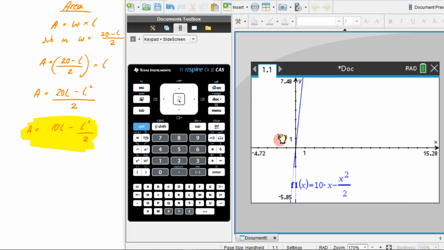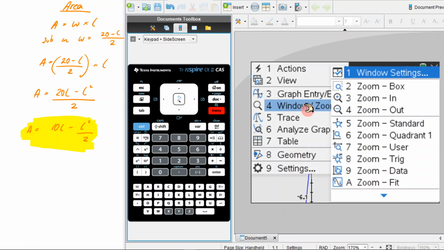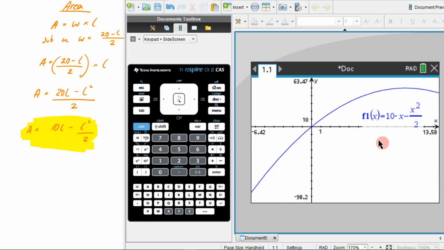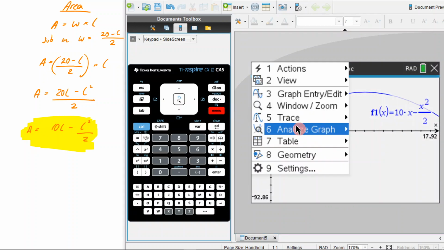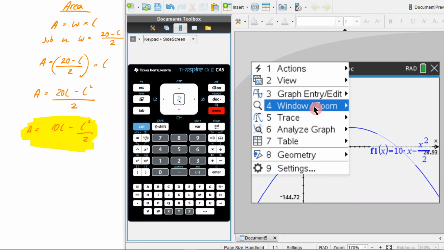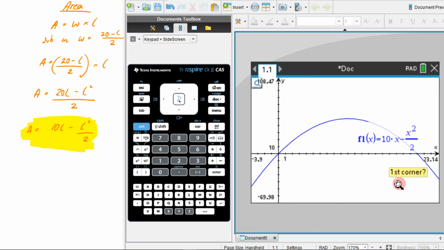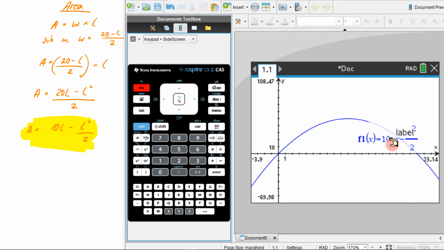Now, as you can see, where is my graph? I do not know. So let's go menu, window zoom. What I like to do is go zoom fit. Like that. And then if you don't find that's good enough, we can zoom out a bit, play around with it. You can go window zoom box and put a box around the part you want. That's pretty good. Escape. There we go.